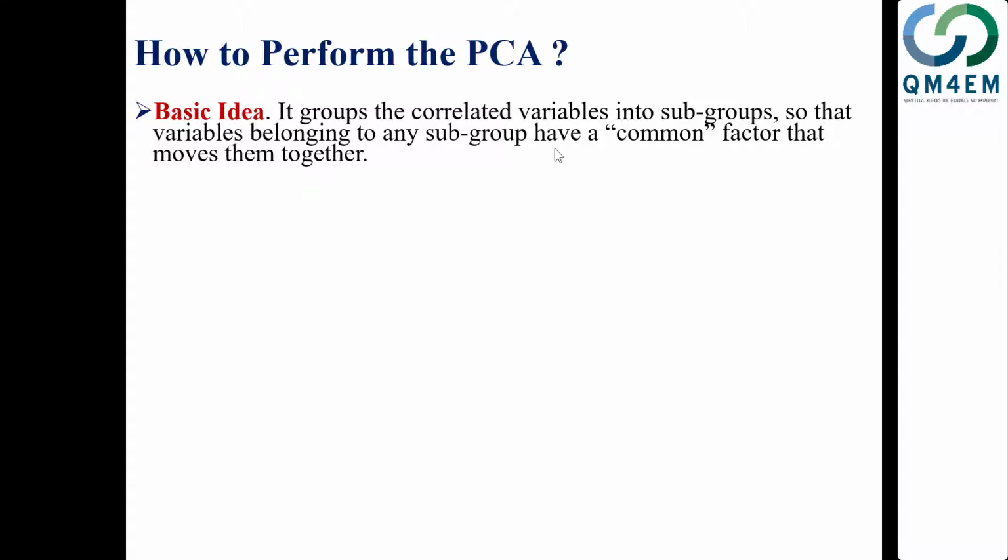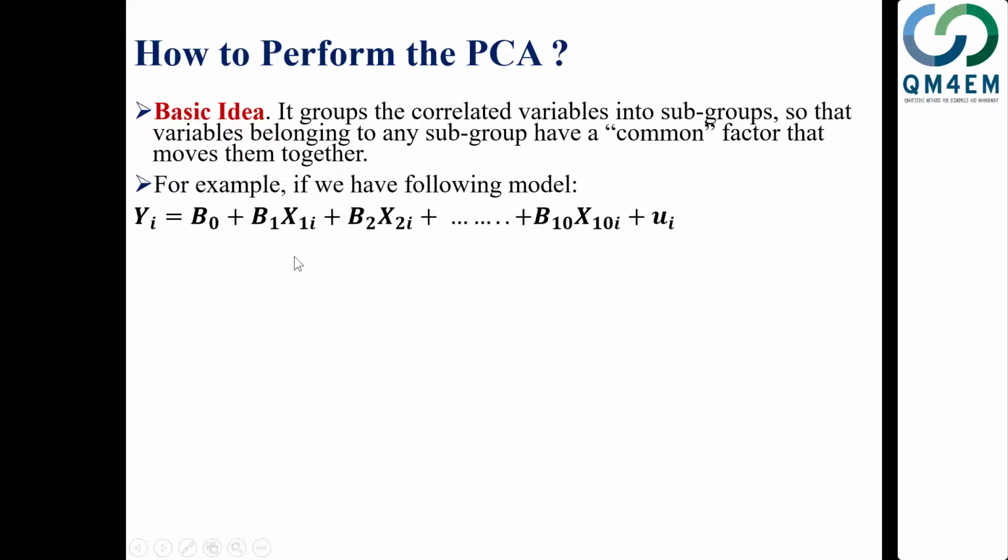in our model. So for example, we have 10 explanatory variables in our regression model, and these variables are strongly correlated with one another, and we identify that there is a problem of multicollinearity in our model. Now we want to apply PCA to this model to remove that multicollinearity. So how can we proceed?